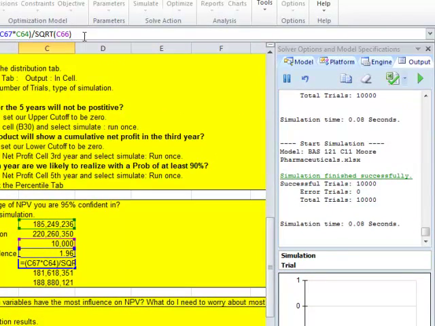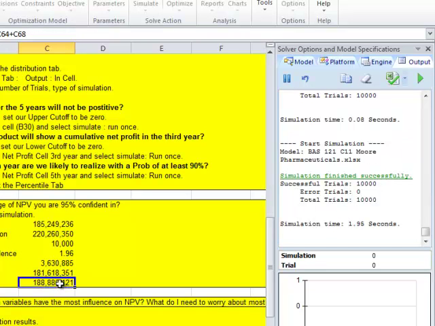Remember, multiple trials. It's our mean, our z-score times our standard deviation divided by the square root of the number of trials. That gave us a low range and a high range.